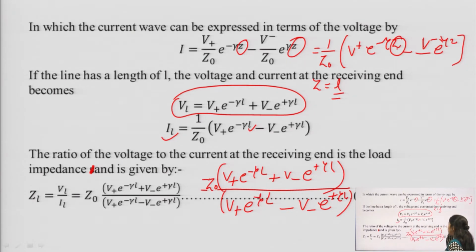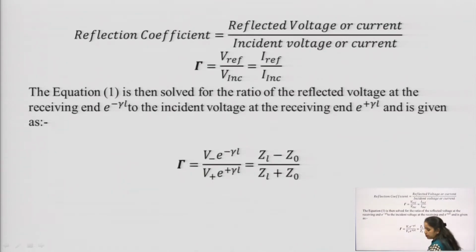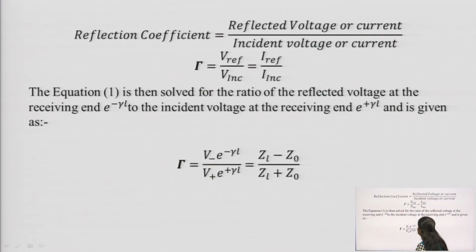So, what is the reflected wave here? The reflected one is this one, and this is our incident one. So, the expression is basically the reflected upon the incident. The reflected is V minus e to the power plus gamma L, and the incident is V plus e to the power minus gamma L. This will be the plus gamma L and this will be the minus gamma L.